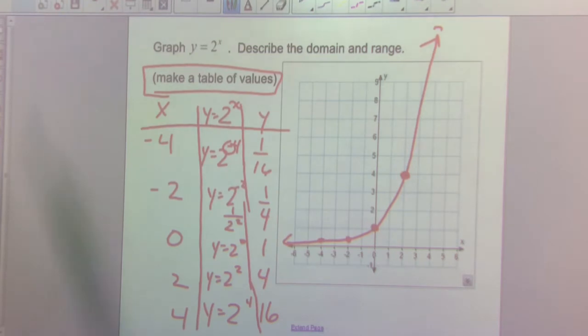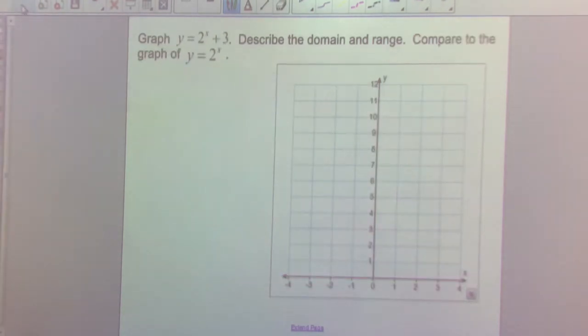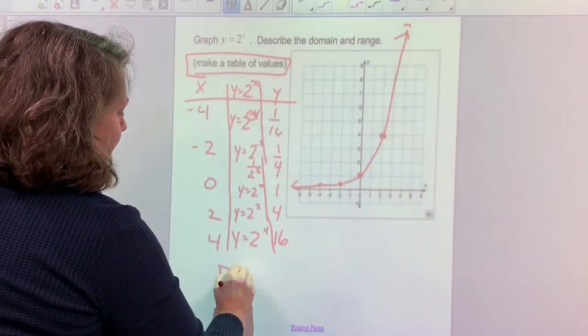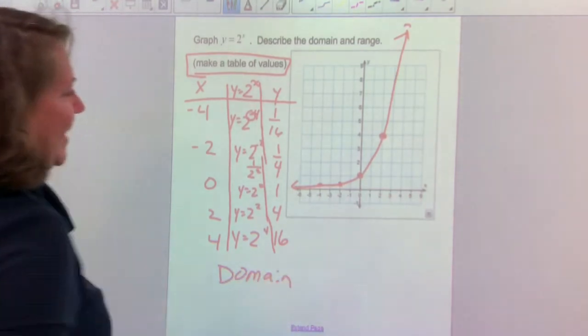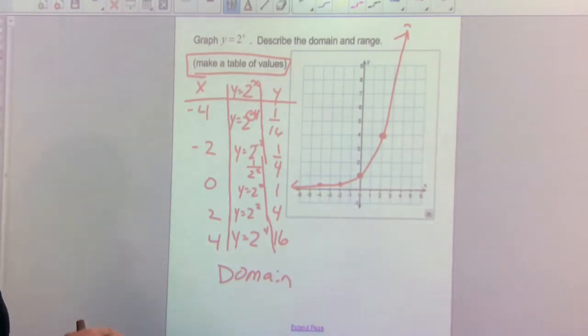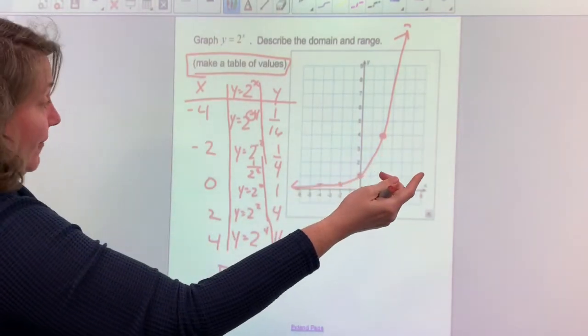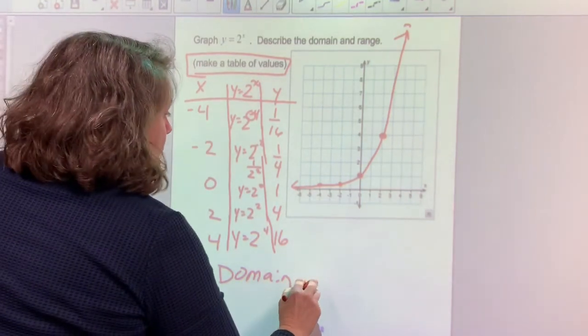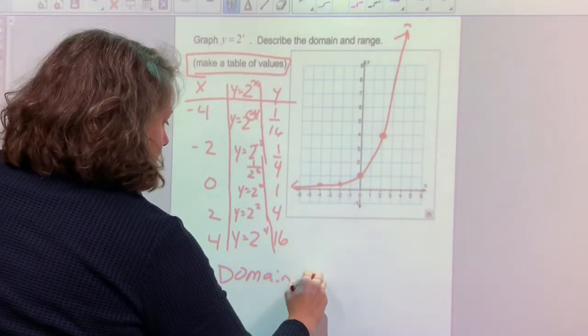Oh, shoot, forgot about this one. Okay, describe the domain and range. So my domain are my x values. So I look to the right, I look to the left, can I make a conclusion? I can go to the right forever. I can go to the left forever, so it's -infinity to +infinity, or all real numbers.